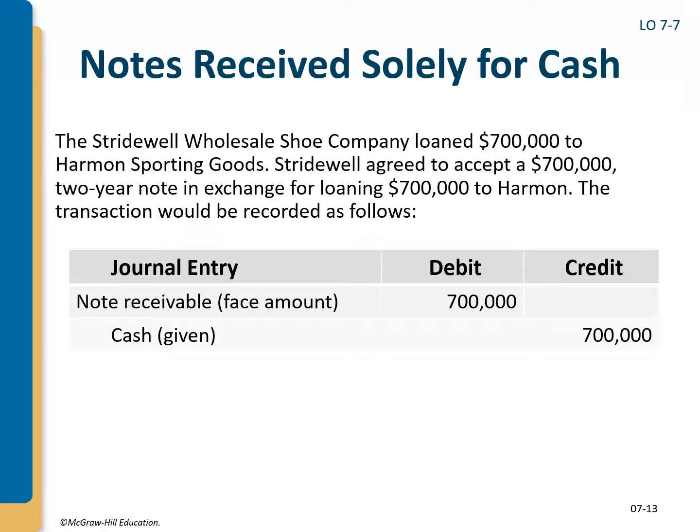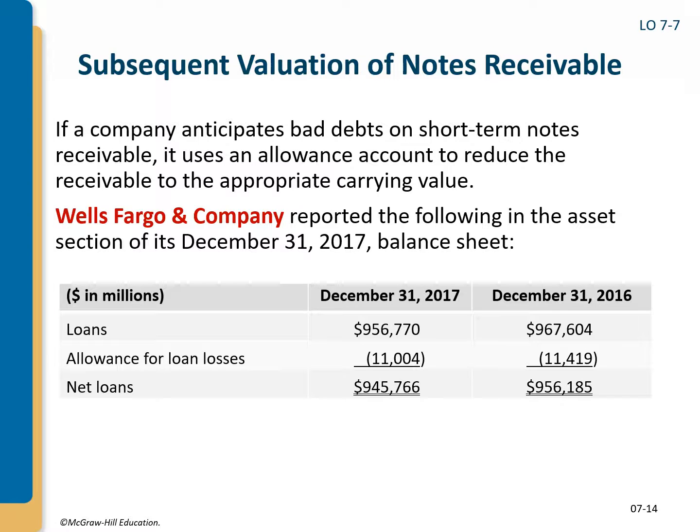Now, in this case, what happens if we just loan money for cash? So here is Stridewell accepts a $700,000 2-year note in exchange for loaning $700,000 to Harmon. Debit notes receivable, credit cash, $700,000. Okay, and then we would follow through with all the interest computations.